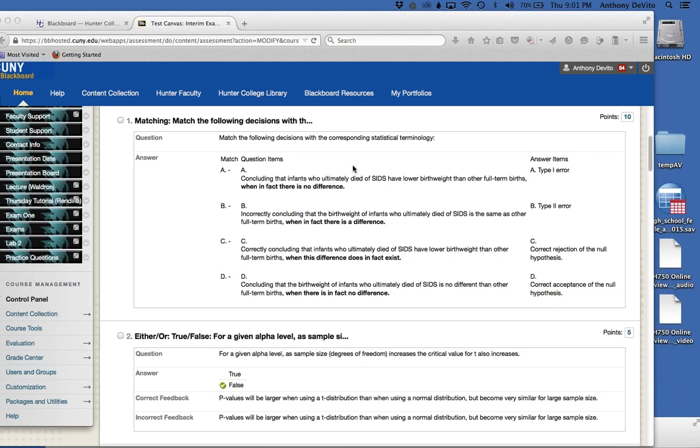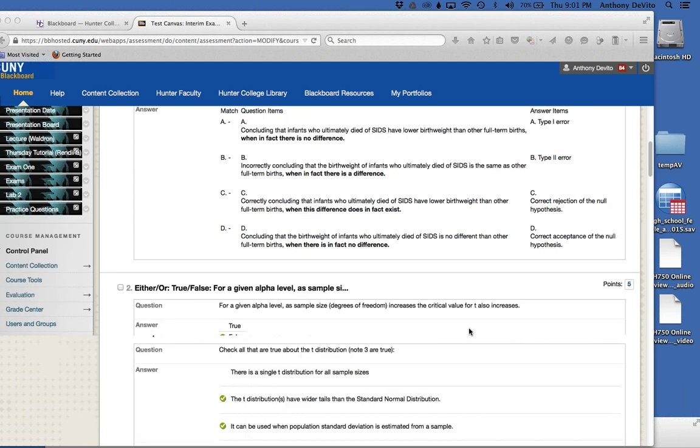Okay, so I'm going to start the review of the interim exam. This first question basically tests your understanding of what's the null hypothesis, what's the alternative hypothesis, and what kind of errors can be associated with them. So let's read through them here.